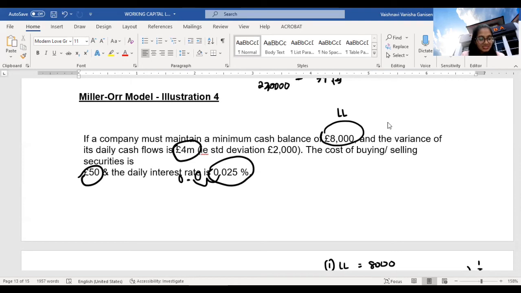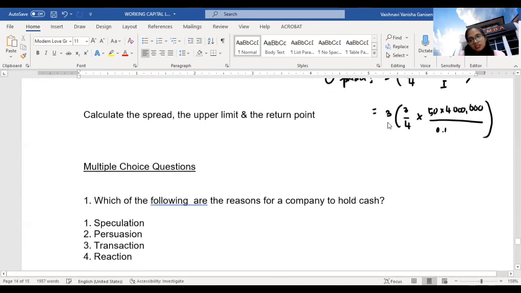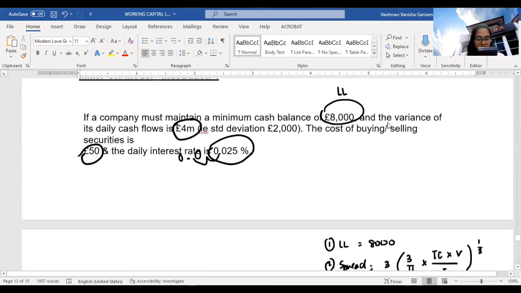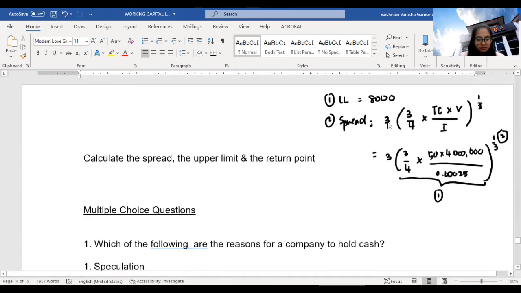So 0.00025, to the power of 1 over 3. Guys, please remember, do the one in the bracket first. This is step number 1. Number 2, to the power of, then only you multiply by 3. Please don't do it wrongly. Okay, 50 multiply 4 million, divide by 0.025%, multiply 3 over 4, to the power of 1 over 3, multiply by 3. You should get the answer 25,303.